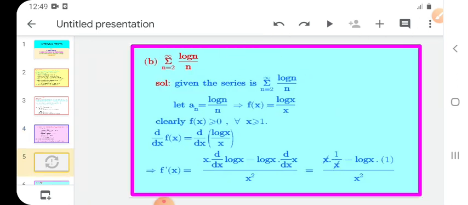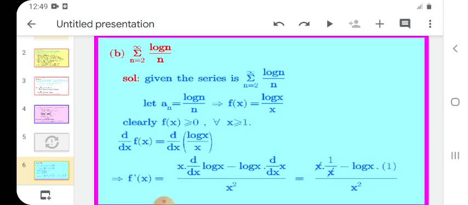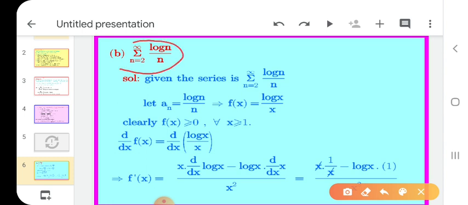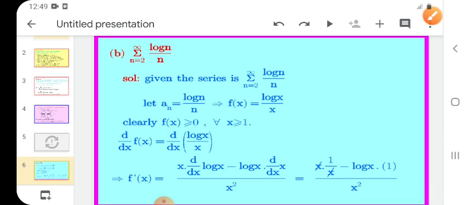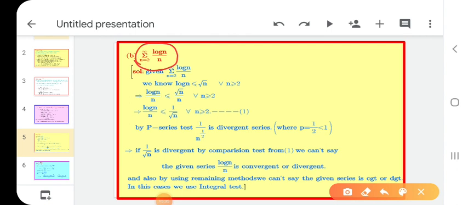Next, see here. Here what we have is summation n equals 2 to infinity log n by n. See here what is the series here, summation n equals 2 to infinity log n by n is our given series. Okay, see first I use the previous methods. What are the previous methods? Comparison test and p series test, like this.